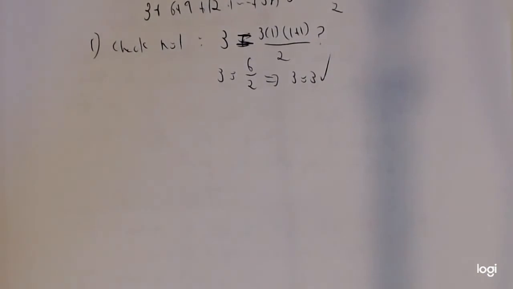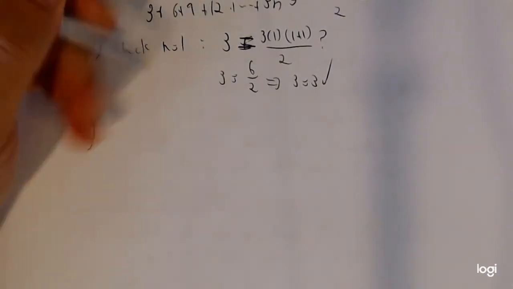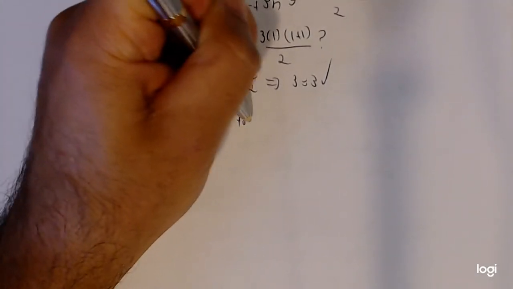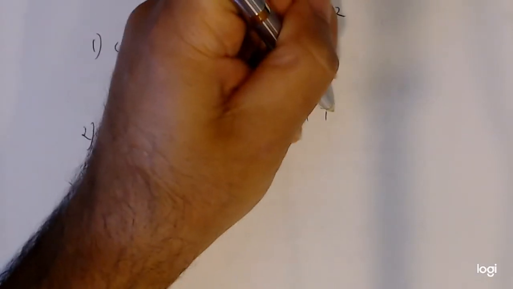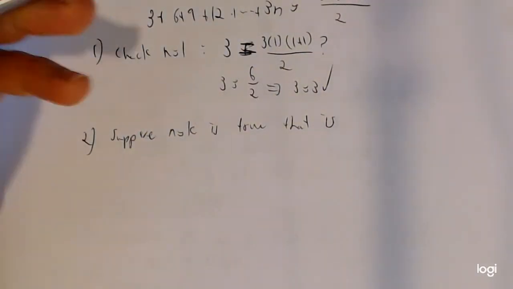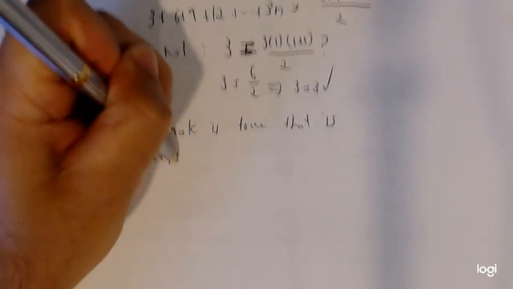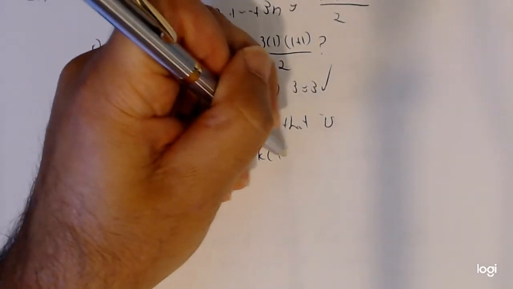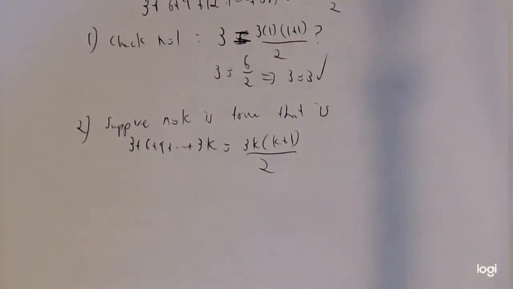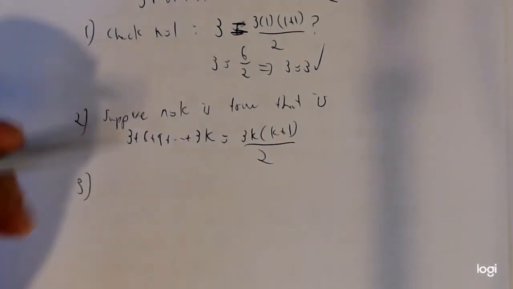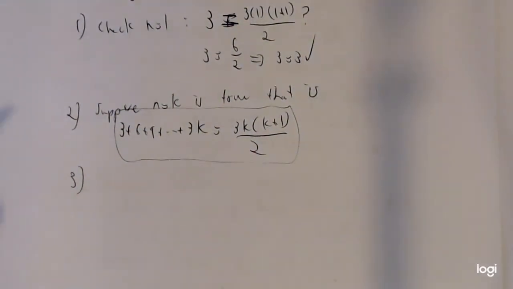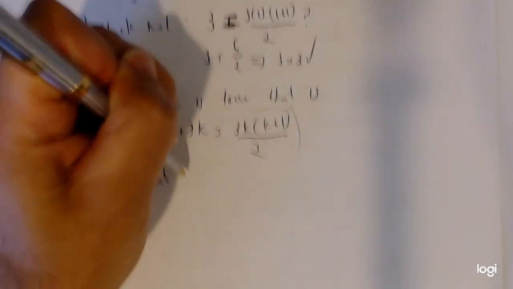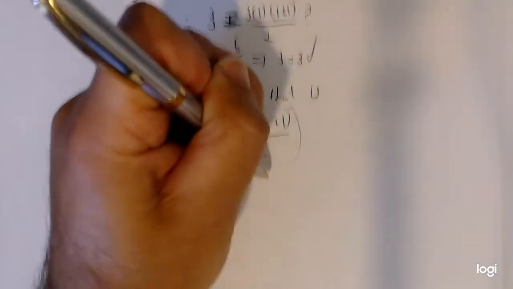Okay? Now, step 2, if you remember, was just a statement. So we're going to say, suppose n equals k is true. That is, 3 plus 6 plus 9 plus all the way to 3k is the same thing as 3k times k plus 1 over 2. Now what is it that we want to do? The third step. Remember this statement is true, which means I'm going to use it in the third step to help me out. So we want to show that n equals k plus 1 is true.